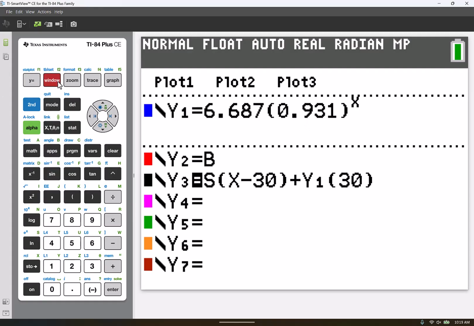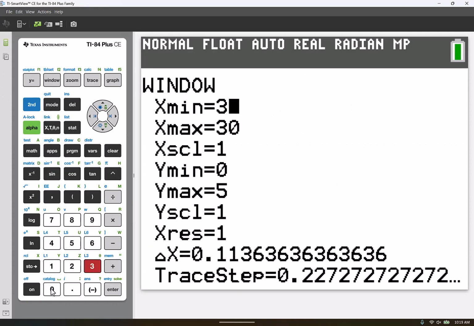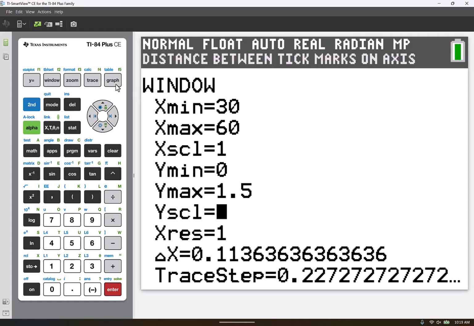I'm going to click on window. I'm going to change X-min to 30. And I don't know what the X max is. What should we try, like 60 first, and see it? And then Y min, I only care about 0.5. So 0 to 2, 0 to 1, 1.5. There it is. So here it is. Graph.